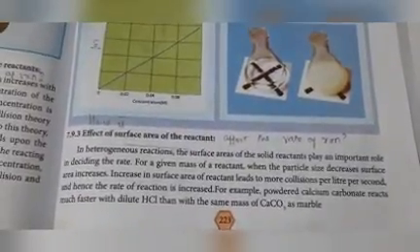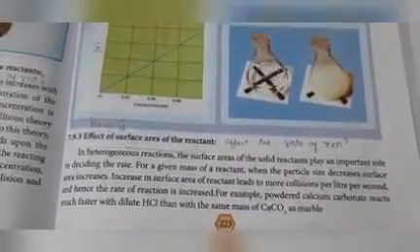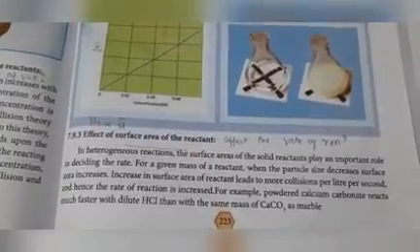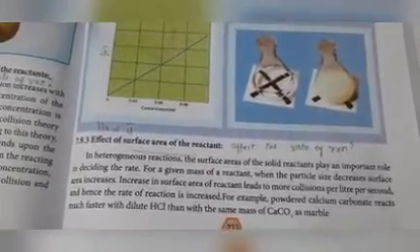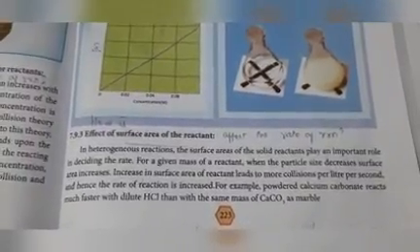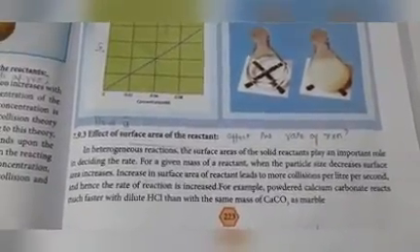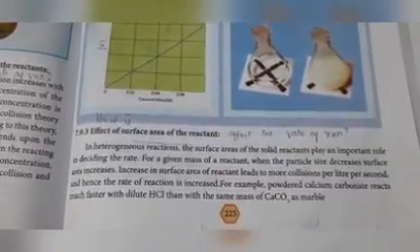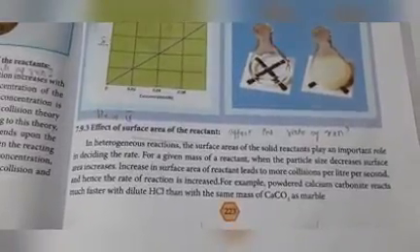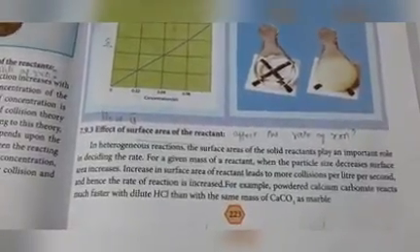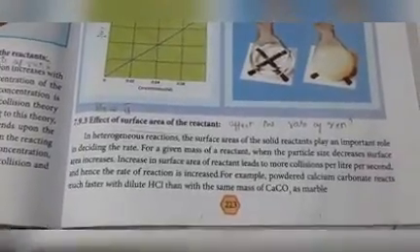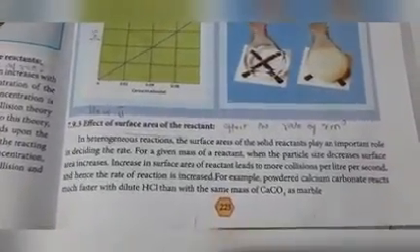The first category takes place faster than the second. That is, powdered calcium carbonate reacts faster with dilute HCl than marble calcium carbonate, because powdered calcium carbonate has a smaller size, which means greater surface area. Greater surface area means more collisions take place. More collisions means more product is formed. So, the rate of the reaction is increased. So, surface area also affects the rate of the reaction.